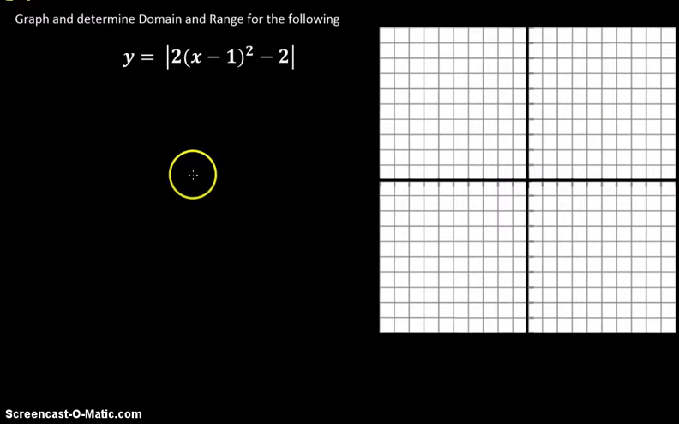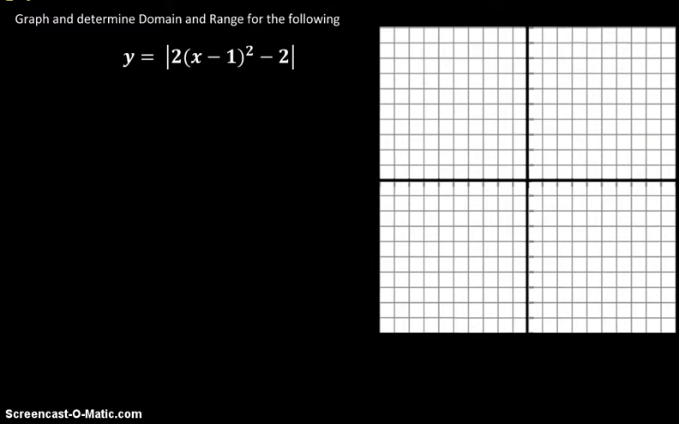Okay, next question. I want to graph and determine domain and range. I don't need to get the x-intercepts or the y-intercept, but maybe it'll help me if I did. I'd probably have an easier time working everything out. So I do realize that this is a quadratic. It's already in the vertex format, so I automatically know one point.